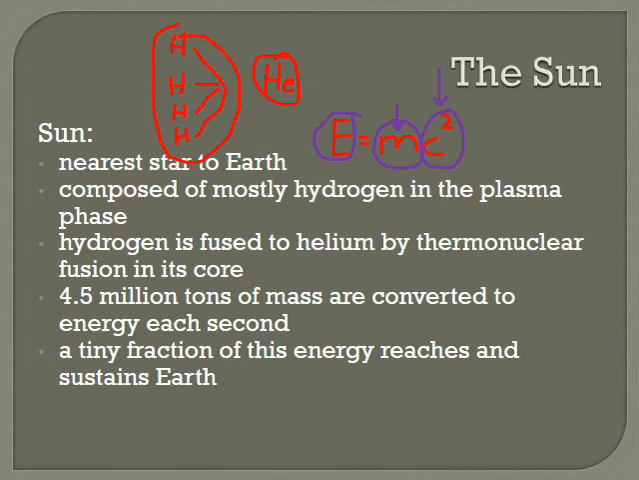And of course, it turns out that the sun is not just doing a small amount of mass. It's got a huge amount of hydrogen to work with. So it turns out that 4.5 tons of mass are converted into energy via Einstein's equation every second. Pretty awesome.